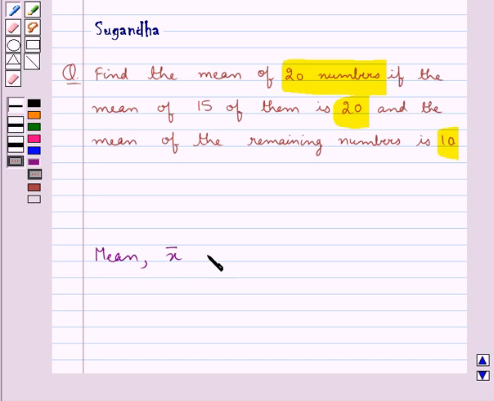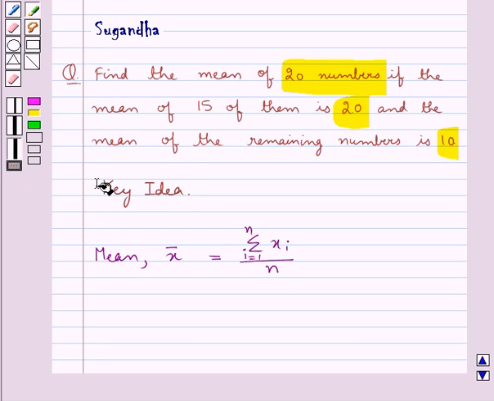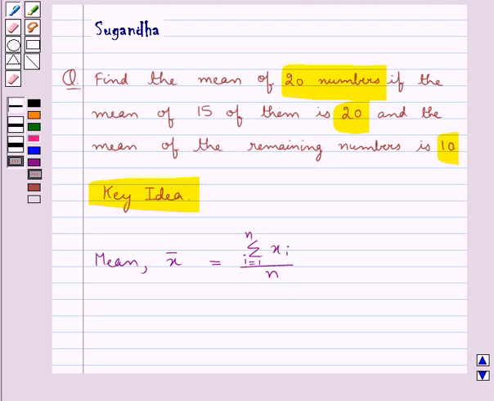It is denoted by x bar and is equal to the summation of xi, i goes from 1 to n, upon n. That is, the mean is found by adding all the values of the observations and dividing by the total number of observations. This is the key idea to be used in this question. Now we move on to the solution.